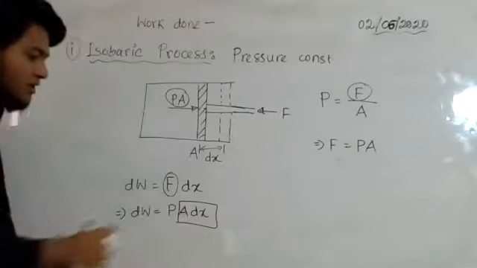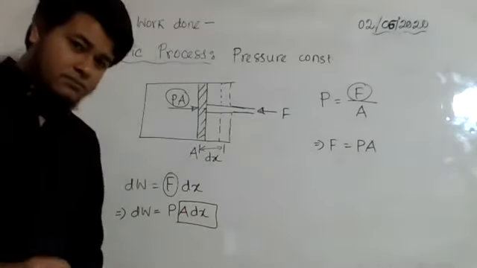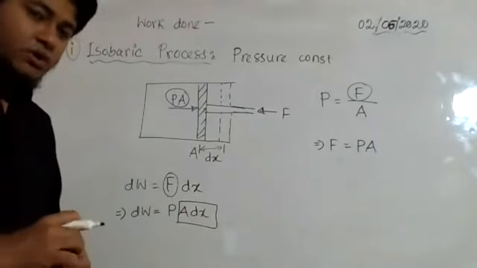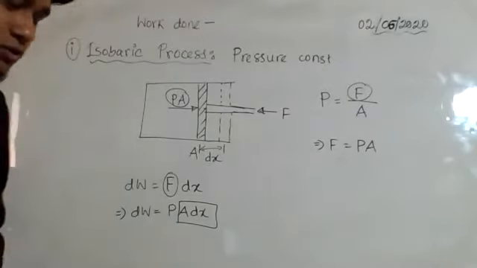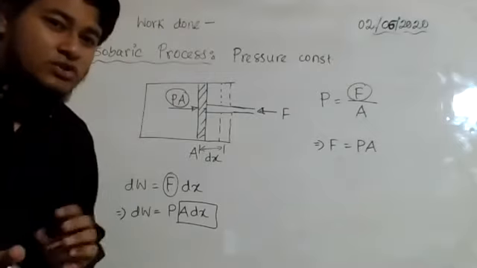Now what we can see, this part. Can anybody tell me what is this? A into dx. What is this? Volume. This is the volume. Very good. Actually, this is the change of volume.